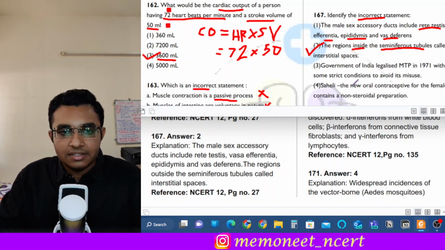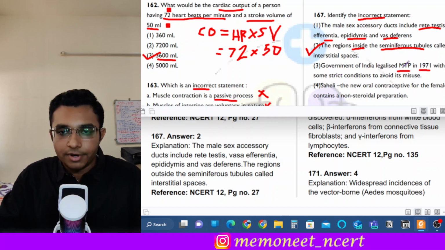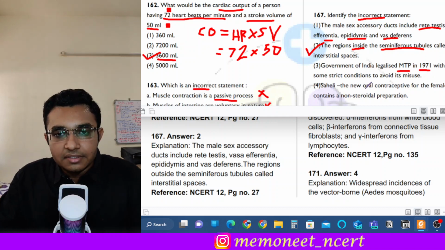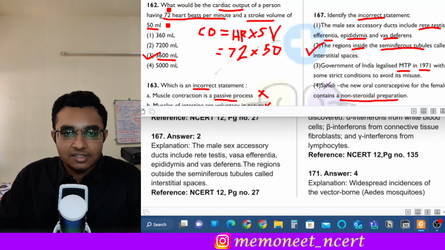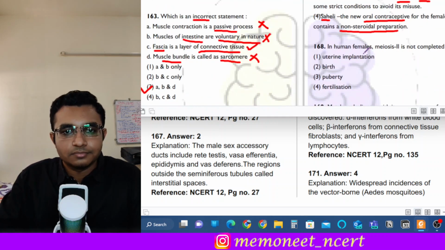Let us see the next two statements. The government of India legalized medical termination of pregnancy (MTP) in 1971, with some strict conditions to avoid its misuse. So yes, this is absolutely correct. And Saheli, the new oral contraceptive for females, contains a non-steroidal preparation. So this is also a correct statement, that Saheli is an oral contraceptive and it is a non-steroidal oral contraceptive.